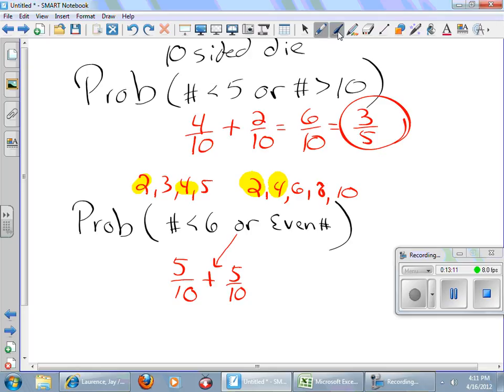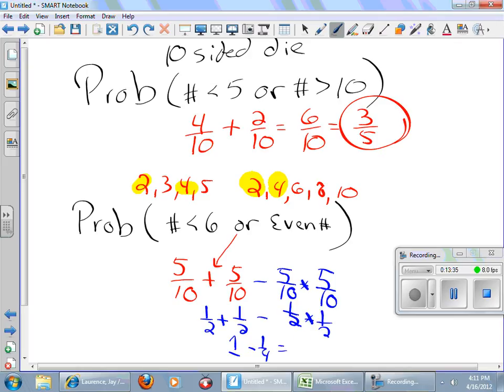So this one I will have to subtract off 5/10 times 5/10. Now, I know that this is going to be 1/2 plus 1/2, which is 1 whole. And this is going to be 1/2 times 1/2, which is 1/4. And I will get an answer of 3/4.